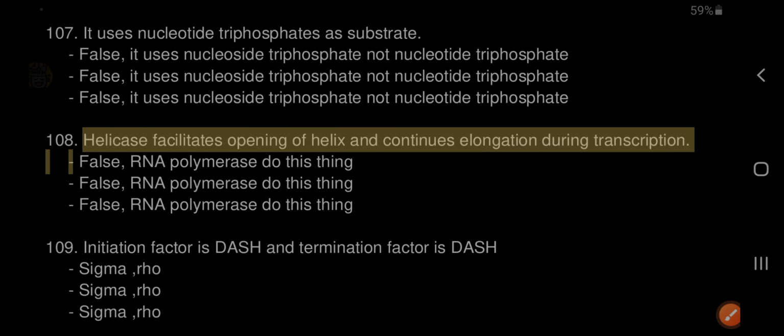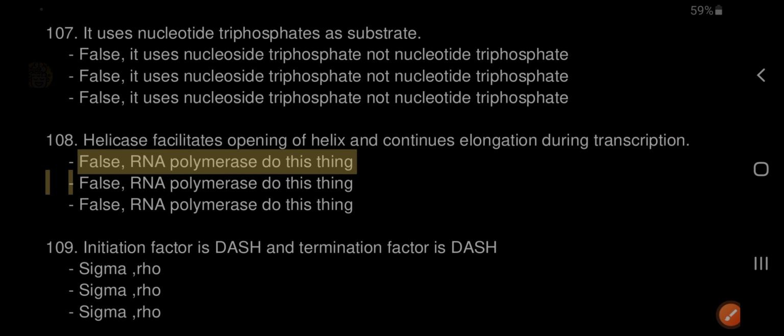108. Helicase facilitates opening of helix and continues elongation during transcription. False, RNA polymerase does this.